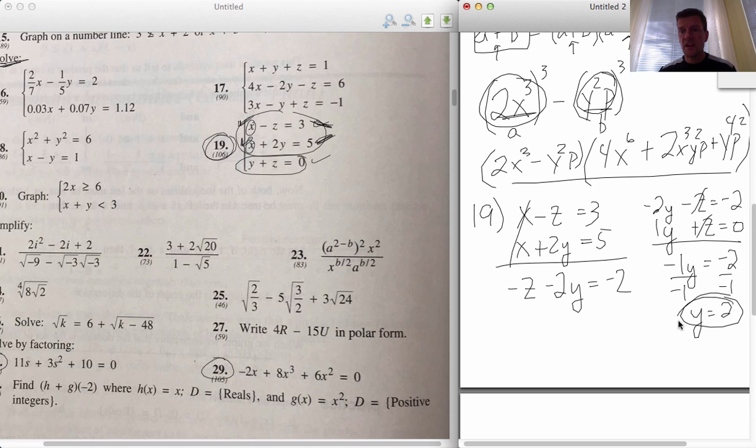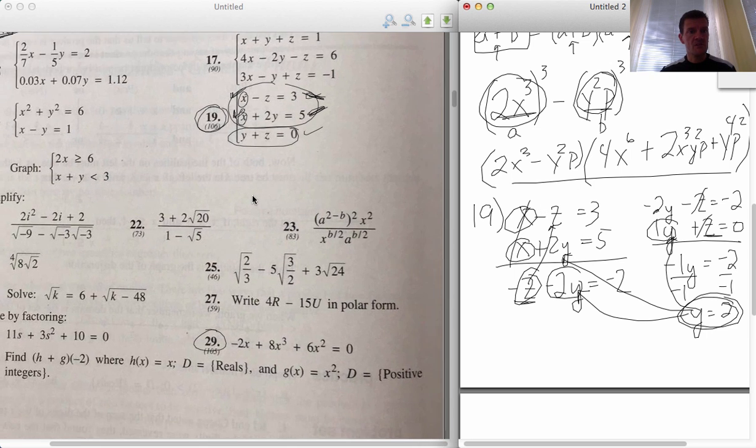For example, I can take this y and put it in right here and solve for z. I can take that y and put it in right here and solve for x. I can take that y and put it back up here and find the z up here. So whatever you need to do, once you know that y, you can plug it in and find the z, or once you know the z, you can plug it in there and find the x. Okay? And you're good.